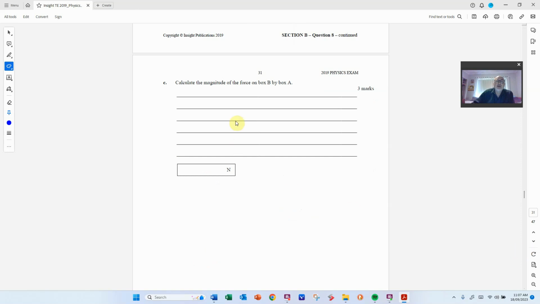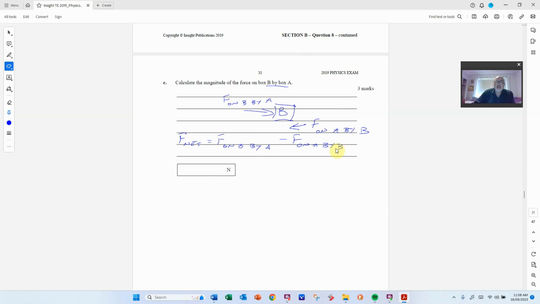Okay, next one. Calculate the magnitude of force on box B by box A. So if we've got box B, box B is pushing back on A, so that's F on A by B. But we've also got force from box A pushing on box B, so that's F on B by A. So the net force, F net, is equal to the force on B by A, minus the force on A by B.